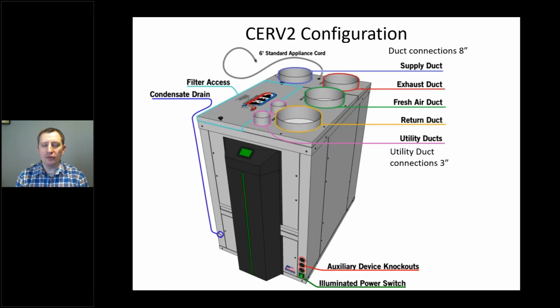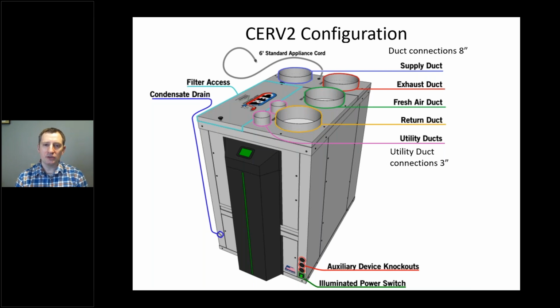Configuration of the system overall, I mentioned the 8-inch ducts. All the duct connections come from the top. It's kind of in a vertical orientation. The two back ducts are the outlets from the fan. So you have the supply duct into the house, the exhaust duct to the outside. And then on the right side there, more towards the front, are the fresh air from outside, and then a return duct coming from the house. So these four ports are standard like any other ERV or HRV type of system.